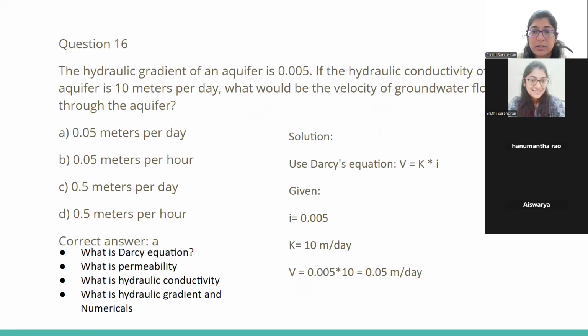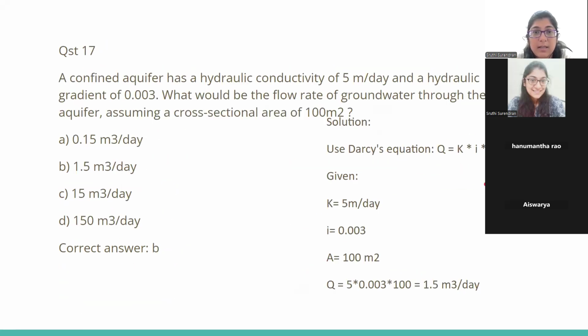Yeah, this is what I was talking about. Here we are finding the velocity. Here we are finding out the discharge rate. So what is happening in that velocity equation? You're going to multiply it with one area term, then you will get the discharge.